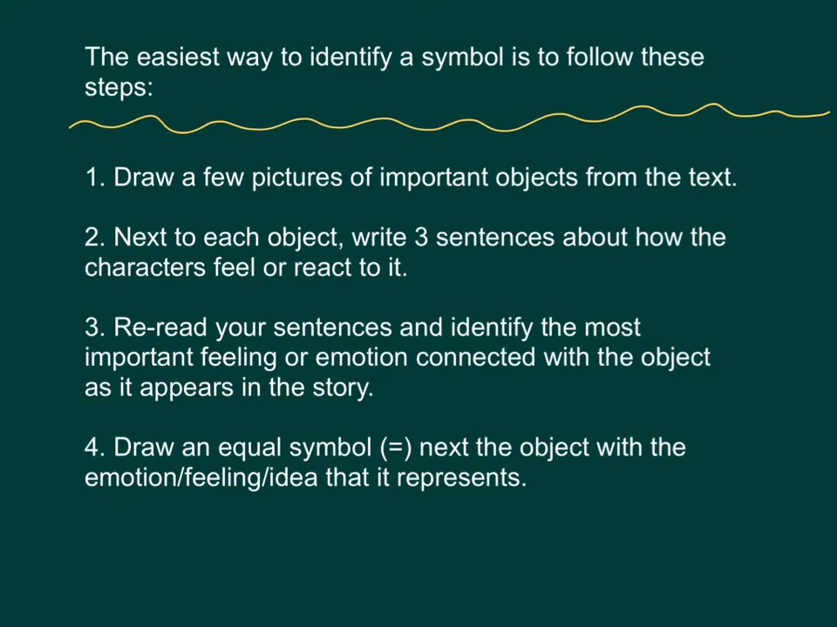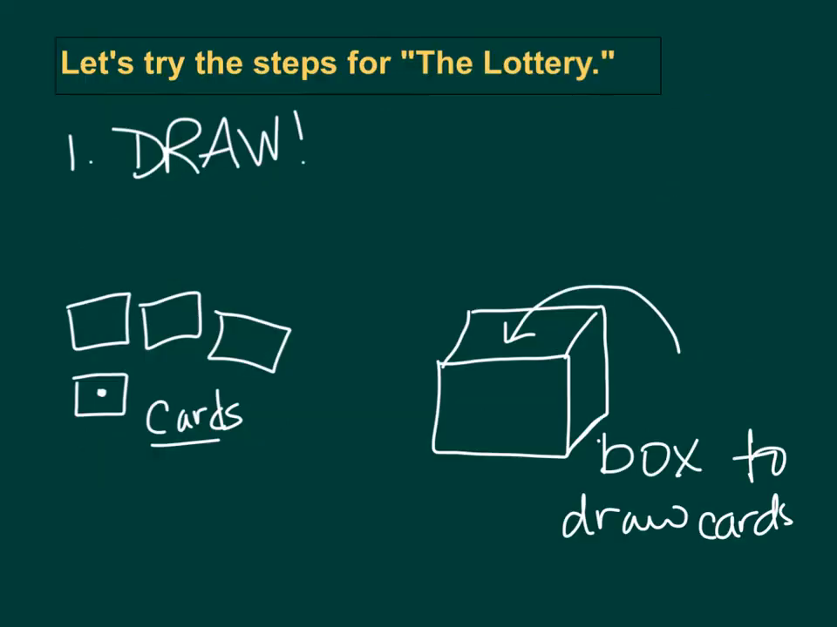Number 2, next to each object, write 3 sentences about how the characters feel or how they reacted to that object in the story. Step 3, reread your sentences and then identify the most important feeling or emotion connected with that object as it appears in the story. I'll show you an example in a second. And last but not least, step 4, draw an equal symbol next to the object with the emotion or feeling that it represents. Okay, so here comes an example.